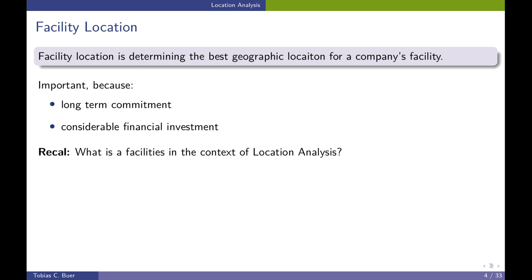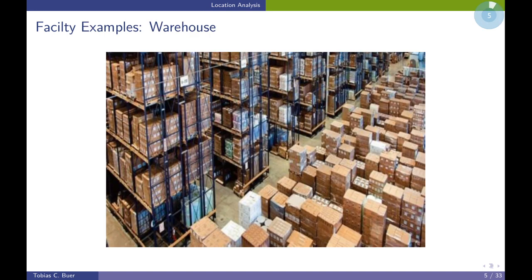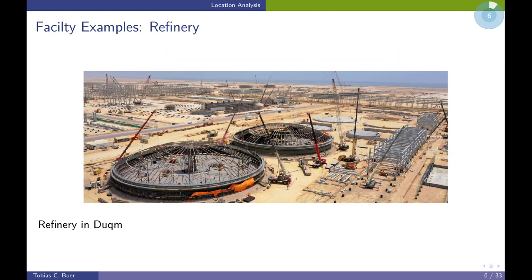So, what are examples of facilities? What are we looking at, for example? Well, a facility could be a warehouse that we want to operate. It could also be some industrial factory like a refinery. This is a picture of the refinery that is currently being built in Port Dokum.